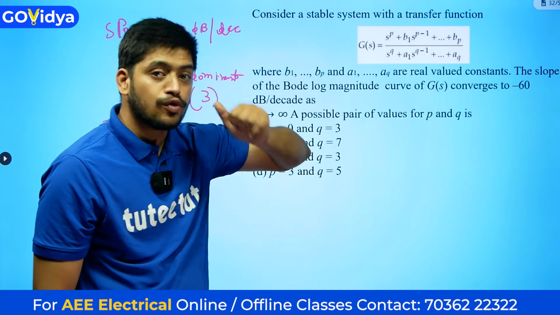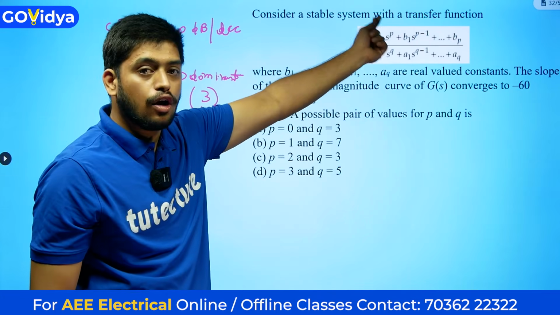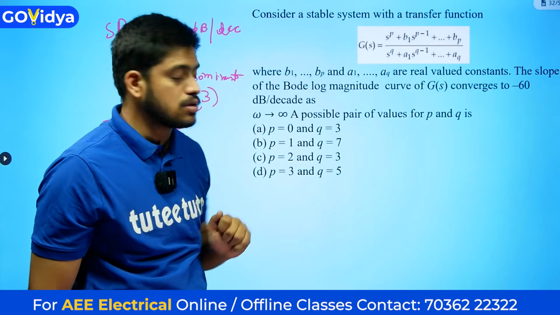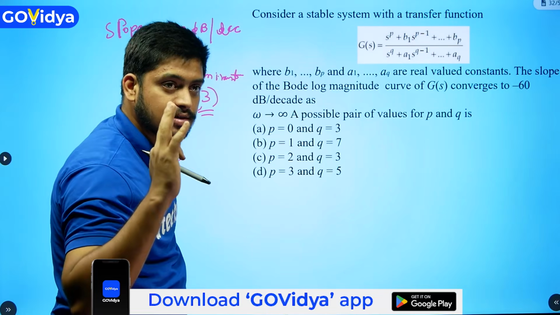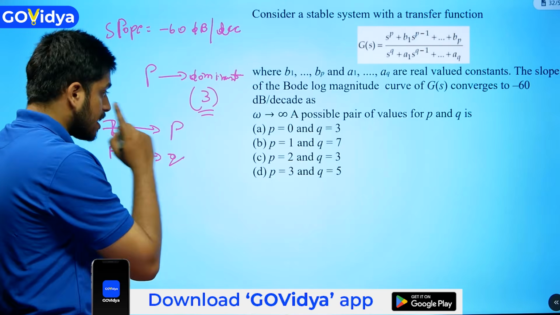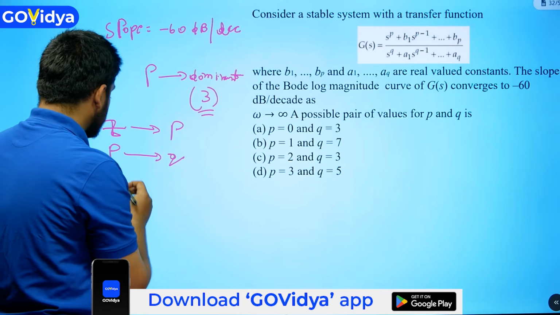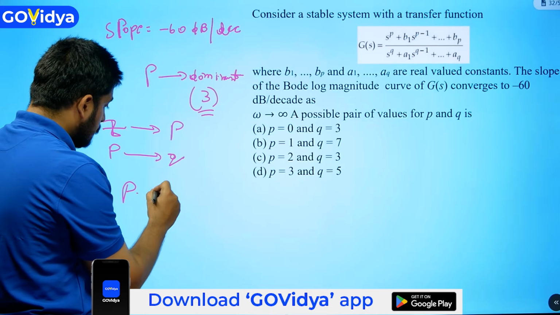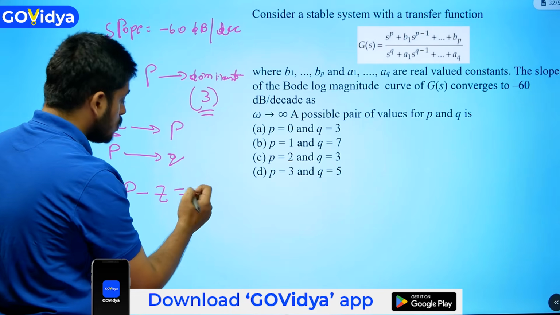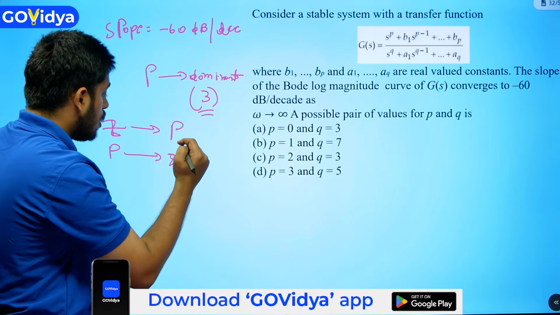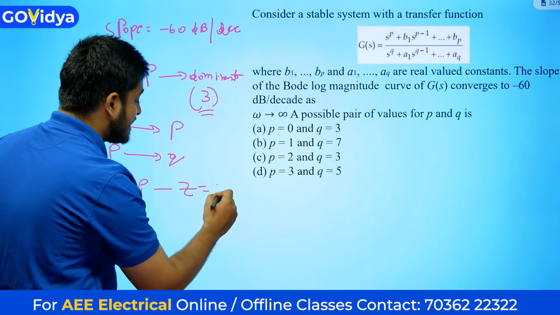What is the p and q order? Highest order. Suppose my p is 4, q is 3. So p is the order of zeros, q is the order of poles. To get the dominant as 3, the value of slope would be minus 60. So poles minus zeros should be exactly 3.